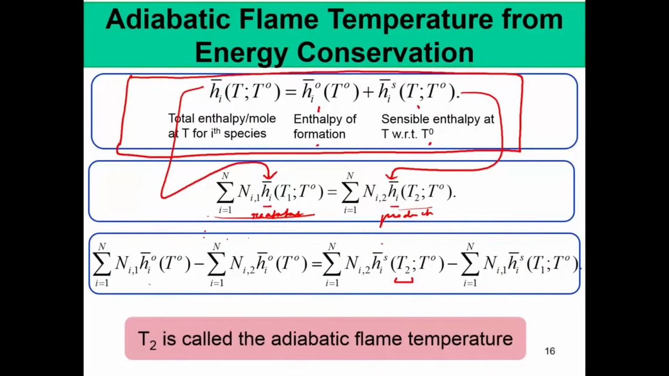So, of course, you see this is not an explicit equation. Okay. This is still an implicit equation, and we have to do some iterations to essentially find the adiabatic flame temperature. But essentially the adiabatic flame temperature comes purely from the energy conservation, or rather it comes from the rearrangement of enthalpy between the sensible enthalpy and the enthalpy of formation.